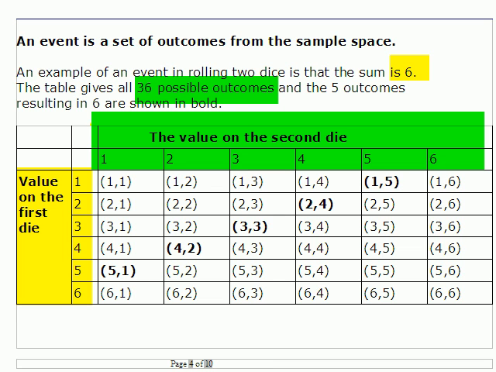Now how many sum to 6? Well, this one does. I put them in bold so I could find them faster, and you too. Those are the ones that sum to 6. There's only 5 of them. That's your event. The event is summing to 6, and there's 5 possible ways that can happen.